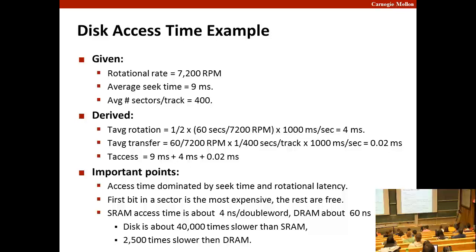Now my average transfer time is going to be the same thing. 60 over 7,200 times 1 over 400. Where does that come from? That's my average number of sectors per track. So if I'm reading one sector, I'm reading 1/400th of that. So once I rotate in the average case, half a disk rotation to get where I want, if I'm reading one sector, I'm reading 1/400th of a rotation. So it's 1/2 plus 1/400th. And now I'll do the same thing by multiplying by 1,000 milliseconds per second to give me 0.02 milliseconds.